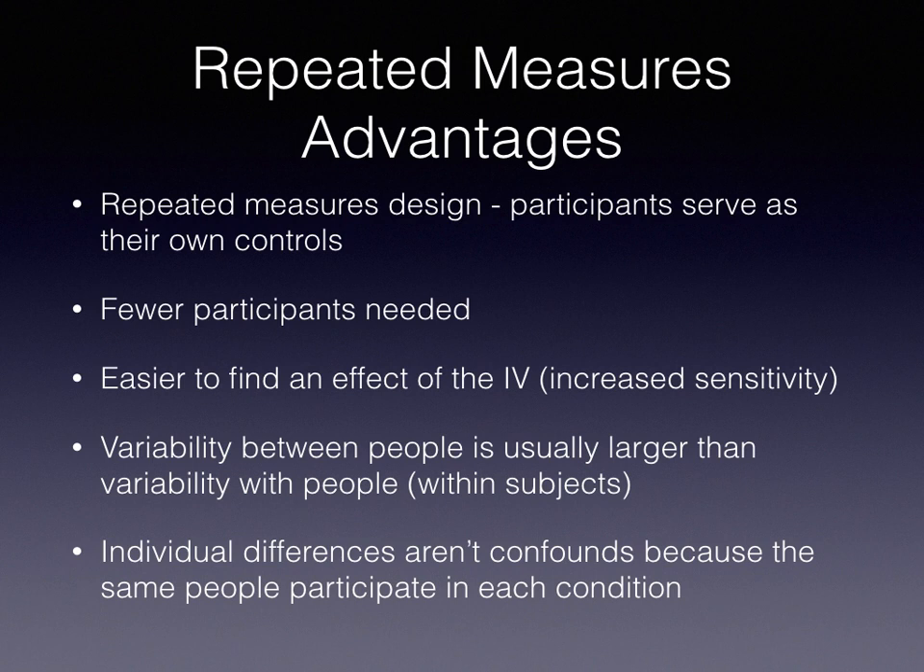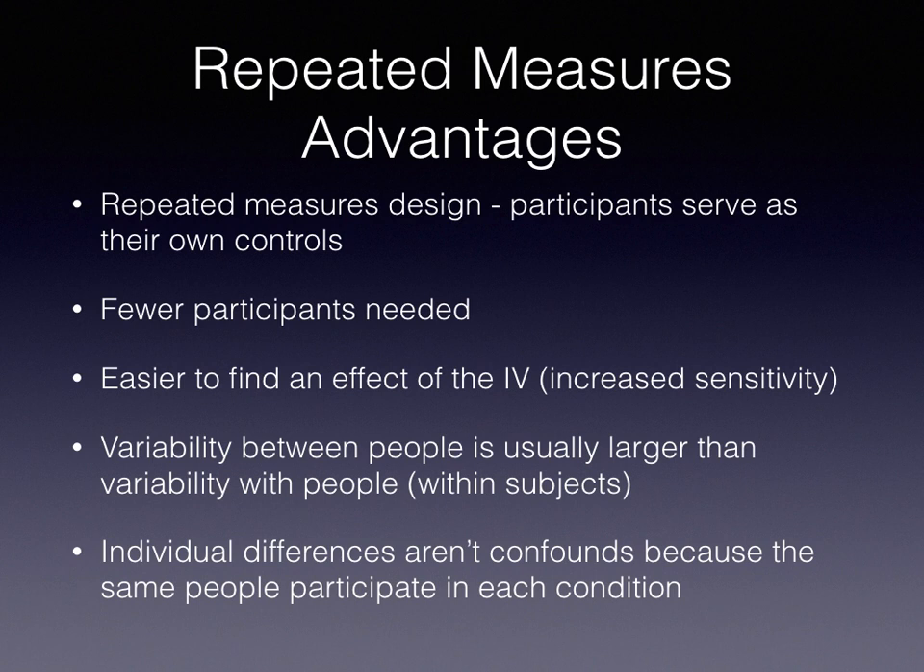Because they're the same people, it actually makes it statistically easier to find a significant effect of the independent variable, if there is one there. And we call this statistically increased sensitivity. The reason that we have it is that people are more different from other people than they are different from themselves at different times. So variability between people is usually larger than variability within people.